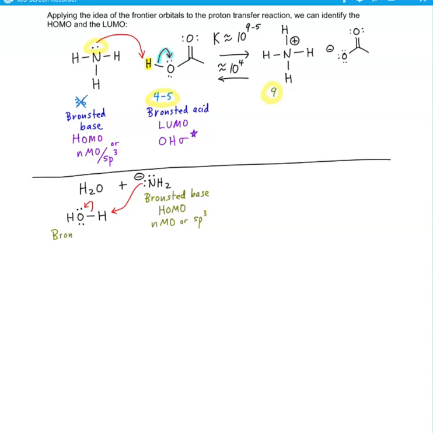Water here acted as the Bronsted acid. As such, because it's being an acid, it's using its LUMO. So the question again is, is a bond breaking in the acid? The answer is yes. It's an OH sigma bond that's breaking, and so we know that the OH sigma star orbital had to be involved, otherwise that bond would not have broken.